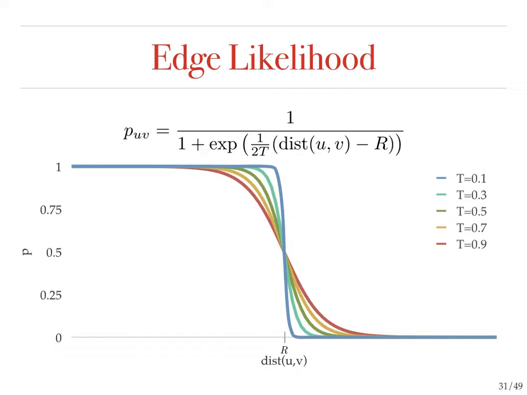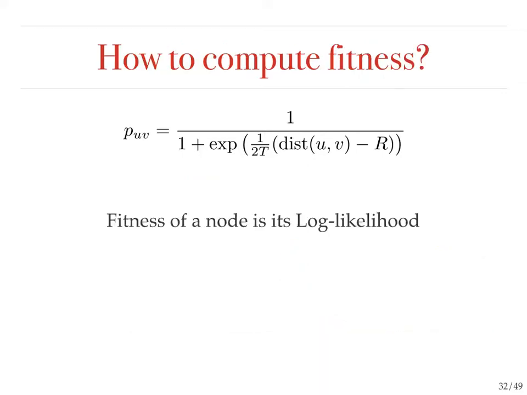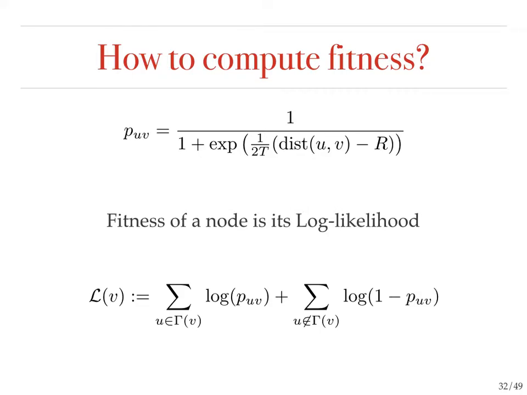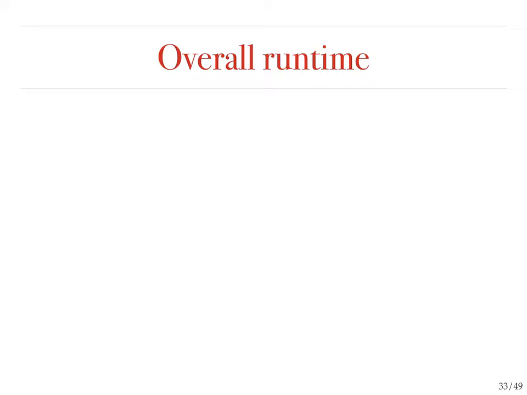So you can use this edge likelihood for graph generation, but you can also use it for likelihood computation, for the fitness computation, because what you can do now is for every node, you can just sum over all its neighbors the logarithm of this probability, and then you sum over all non-neighbors and add the logarithm of 1 minus the probability, and this gives you the fitness of a node. And the larger the fitness, the better the position for the node is. And that's essentially the overall algorithm that previous authors used.